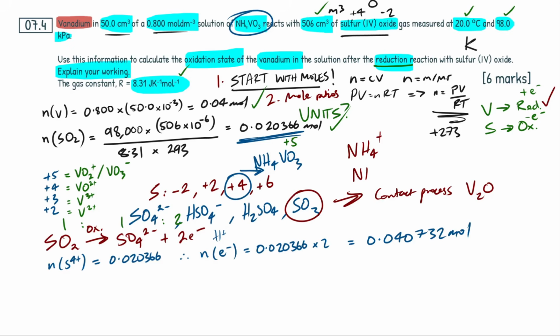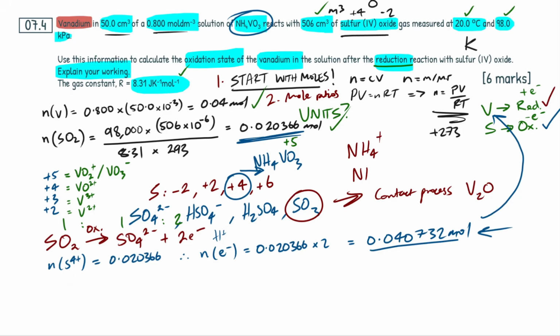Whew. Okay, we made it this far. We know what the moles of electrons are that have been lost by the S4+, okay? So going back to OIL RIG in redox, this has been oxidized and this has been reduced, okay? So we know that this has been oxidized and it has lost this many moles of electrons. So if the sulfur has lost this many moles of electrons, that has to be added onto the vanadium ion, okay, for it to be reduced to its equivalent state.